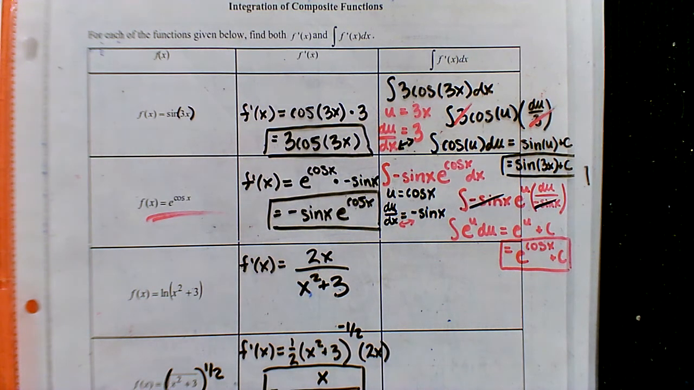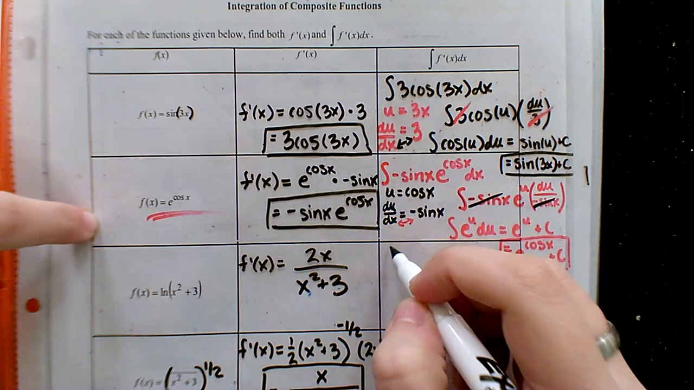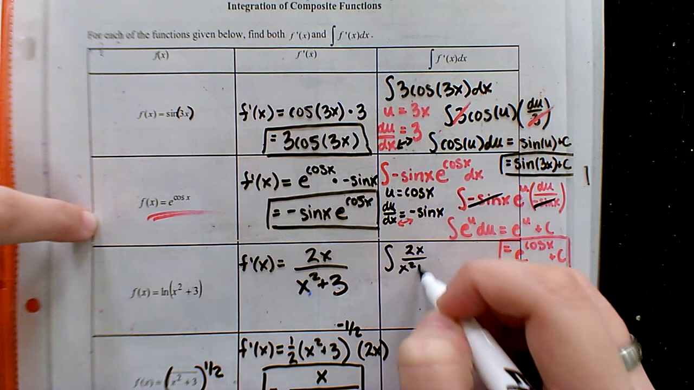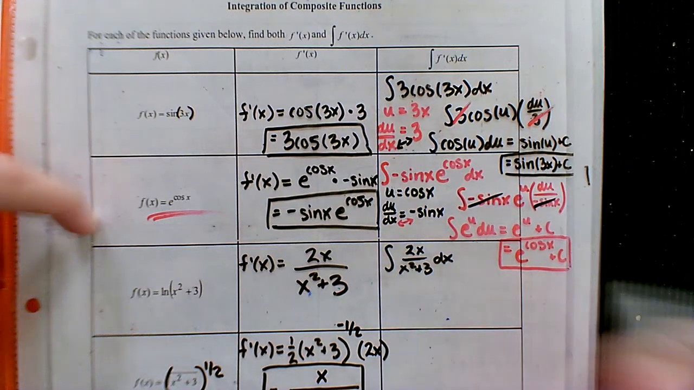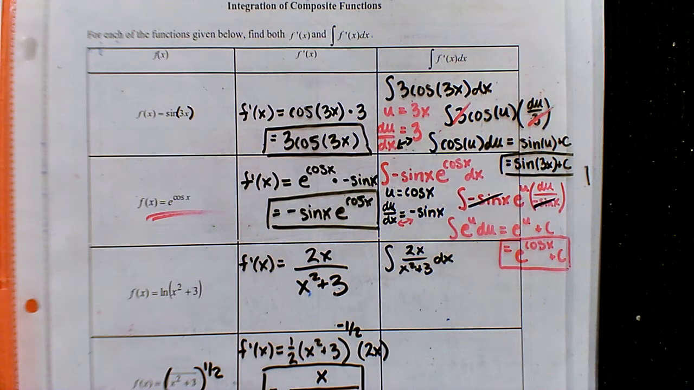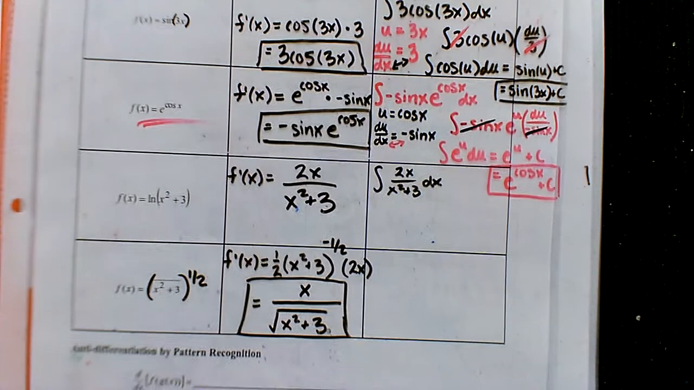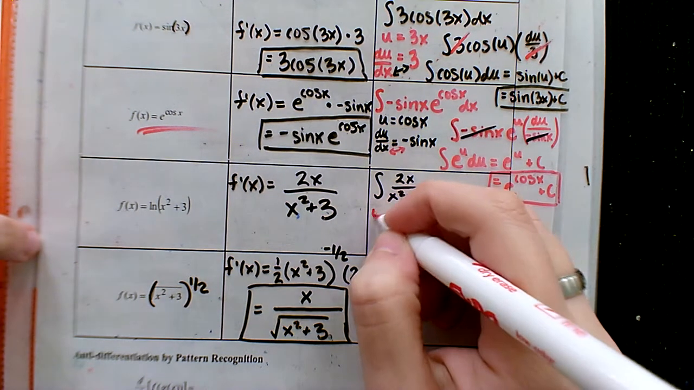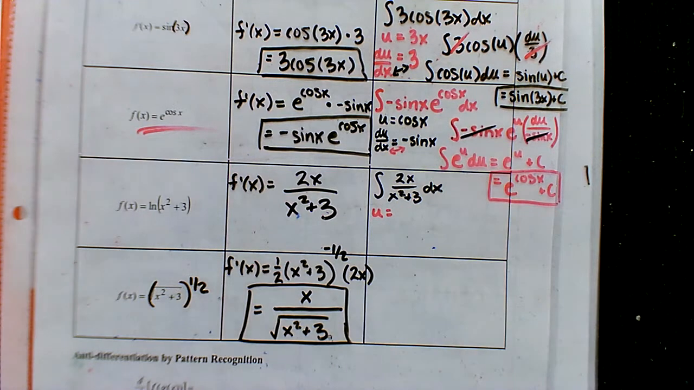Are we doing okay? Kind of, it's new to us, okay, but we're going to go ahead and get into a groove the more of these that we do. Let's try the next one. Okay, we're going to work backwards from 2x over x squared plus 3. What do you want to let u be? What do you think is considered the inside of a fraction?